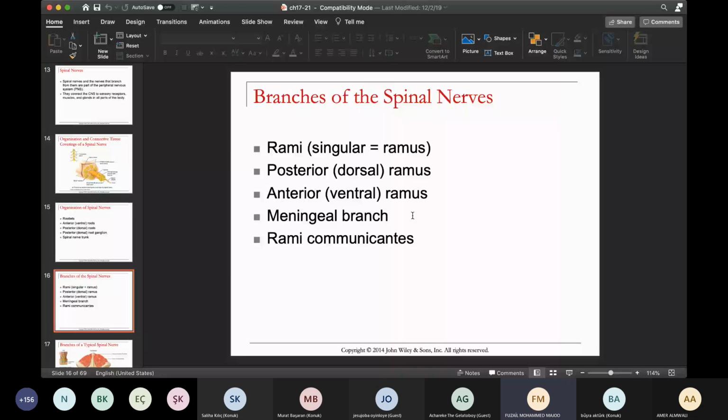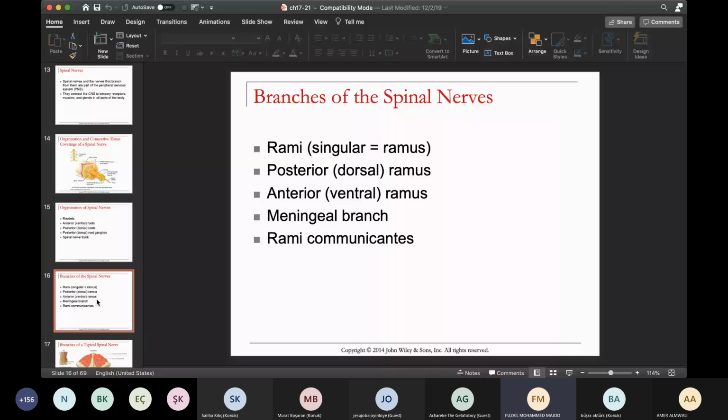The meningeal branch will re-enter the vertebral canal through the intervertebral foramen, and it supplies the vertebrae, the vertebral ligaments, blood vessels of the spinal cord, and the meninges. The communicating rami, or the rami communicantes, are components of the autonomic nervous system. And again, we'll talk about the autonomic nervous system a couple of chapters afterwards.